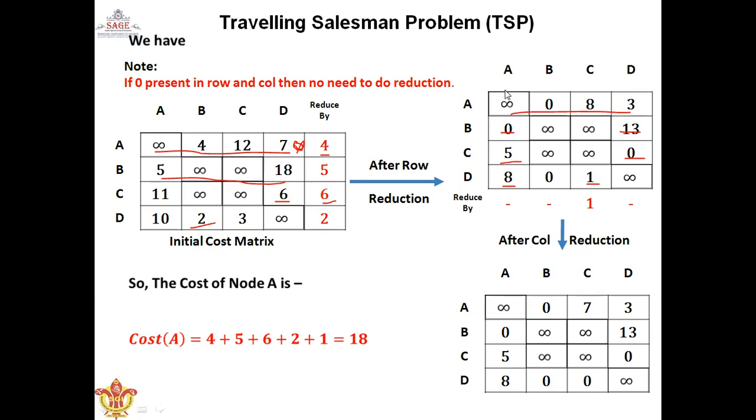Matrix. In this matrix, we are going to do column reduction. After row reduction, we are going to do column reduction. Good. So we'll have to take care of this. See this column? This column is having 0. So we are not going to reduce this column.